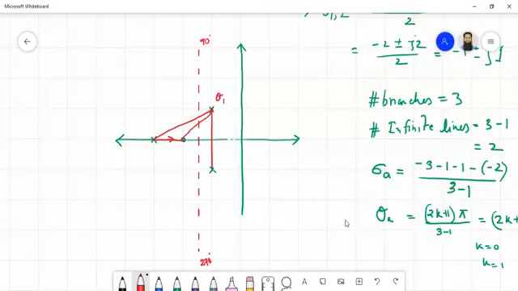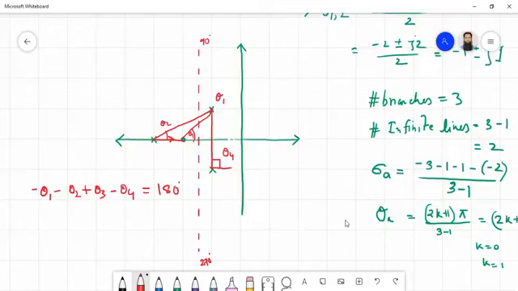So this is theta 1. This is your theta 2. This is your theta 3. And this is your theta 4, which we don't need to calculate because this is 90 degrees. So our formula says that all the angles, minus theta 1, because this is a pole, this will be negative, minus theta 2 plus theta 3, this is a 0 angle, minus theta 4, should be equal to an odd multiple of 180 degrees. Or simply say 180 degrees, because eventually it is within 360 degrees.